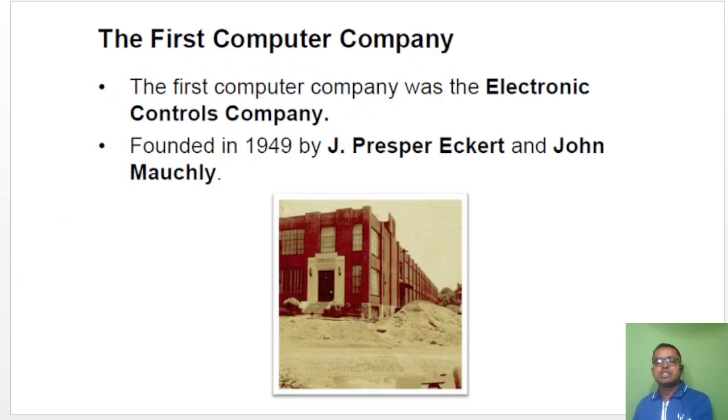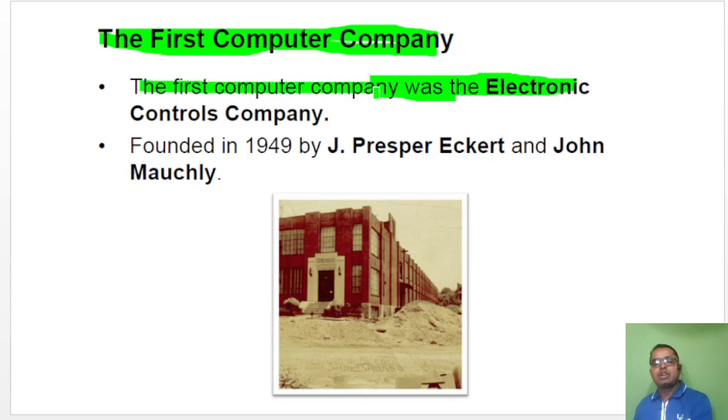Next, the first computer company was the Electronic Controls Company, founded in the year 1949. It was founded by J. Presper Eckert and John Mauchly.